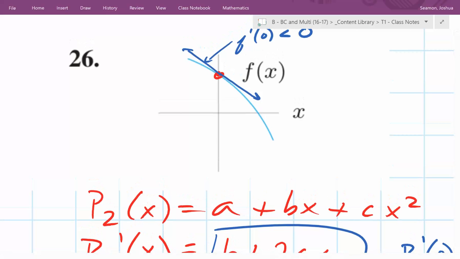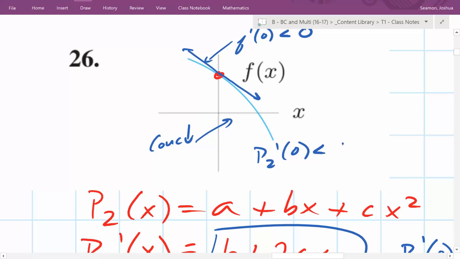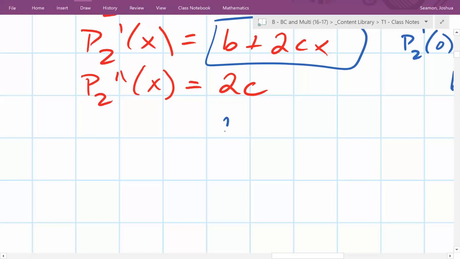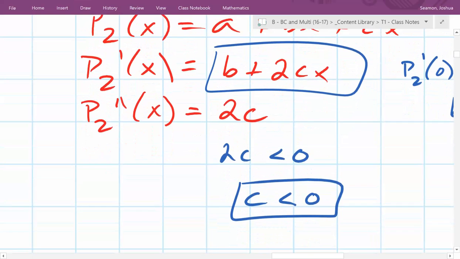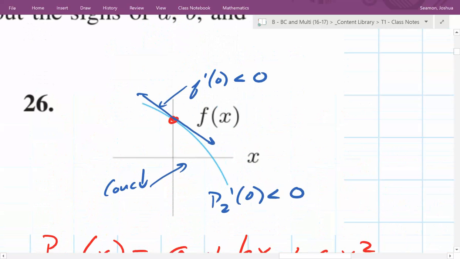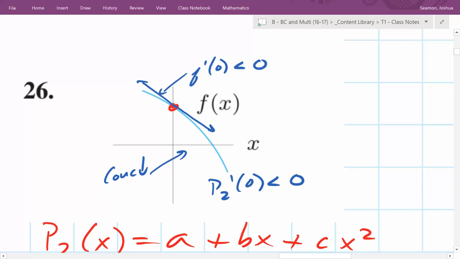What can you tell me about the concavity of this thing? Concave down, right? So that means the second derivative of P2 at 0 has to be what? Concave down means the second derivative is less than 0, right? So 2c has to be less than 0, so c has to be less than 0 because of concavity. The first derivative is negative and the second derivative is negative. Yep, thank you.